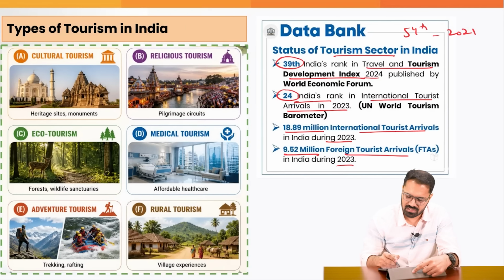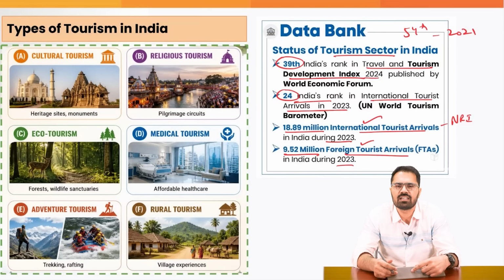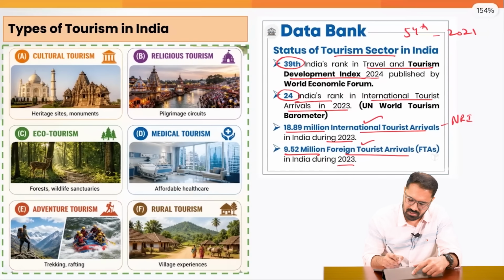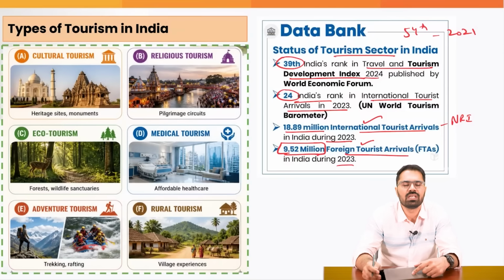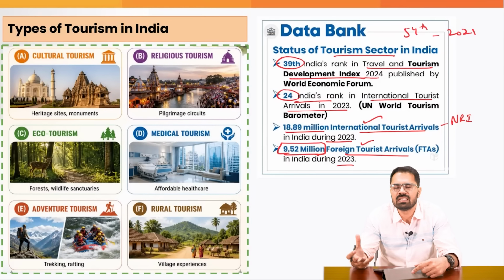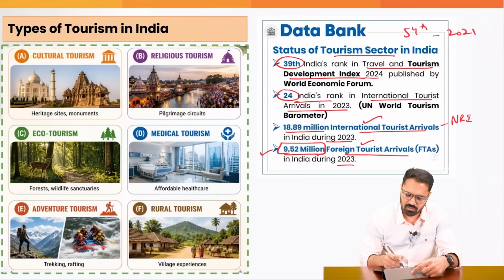Now, what is the difference between international tourist arrival and foreign tourist arrival? International tourist arrival also includes NRIs, Indian citizens who are residents of any other country. They have also come back to India to visit. So largely we have to see this number increase, because Indian citizens will anyway try to come back to India, either for recreational purposes, tourism, or any family engagement. But this is the number we have to focus more on.